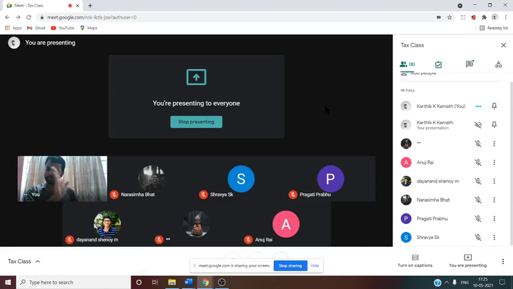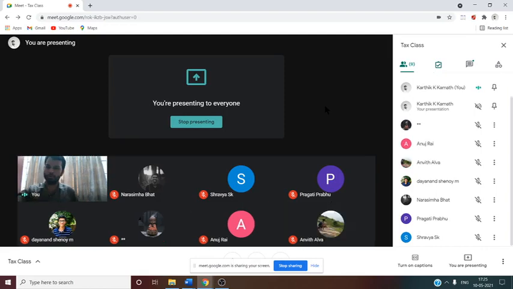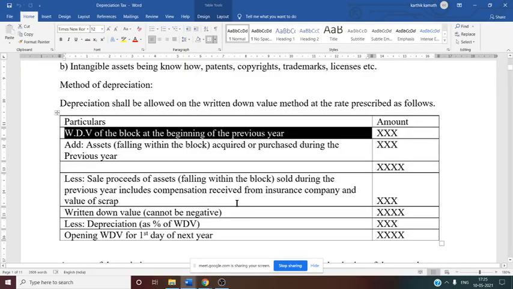Then what is the assessment year? Assessment year from 1st April 2021 to 31st March 2022 is our assessment year, or we can say it is our present year. So we have to know the difference between assessment year and previous year. We want here the written down value of the block at the beginning of the previous year. Generally this value is given in the question, so directly we can write that particular value in the format.